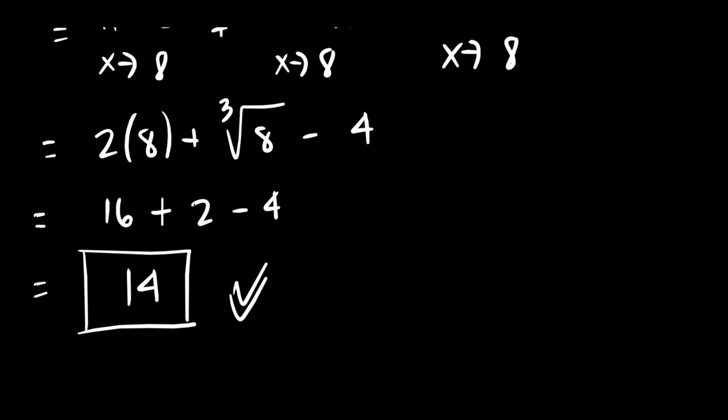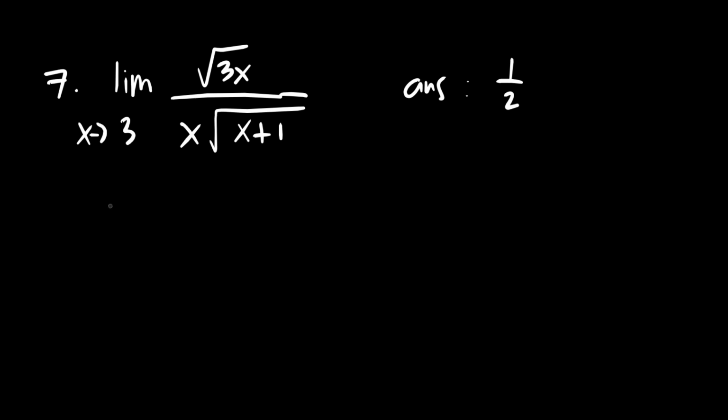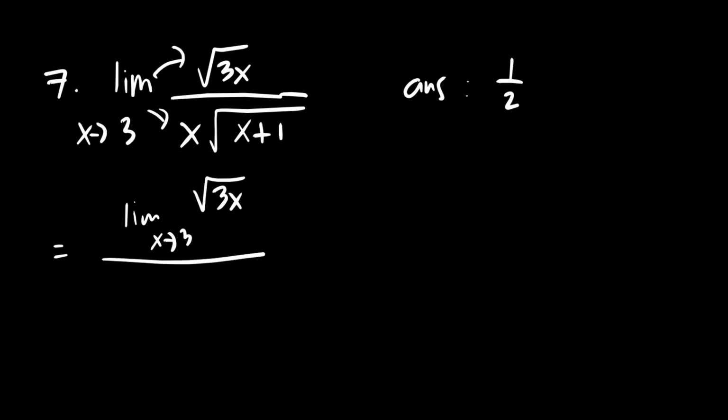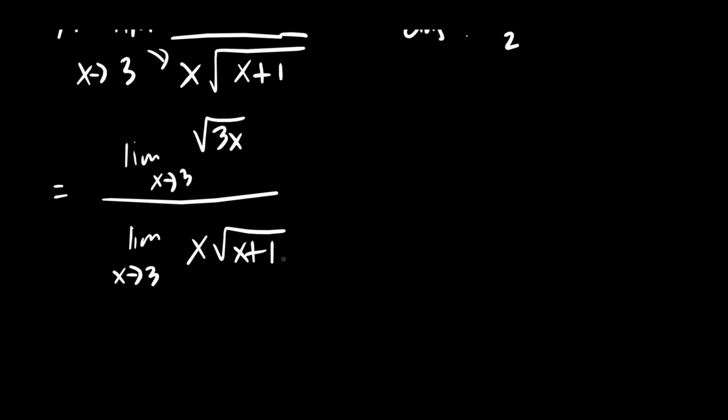Let's proceed to number 7. So limit of cube root of 3x all over x multiplied by square root of x plus 1 as x approaches 3. So we'll distribute limits in both numerator and denominator. So limit of cube root of 3x as x approaches 3 all over limit of x as x approaches 3, multiplied by square root of x plus 1.